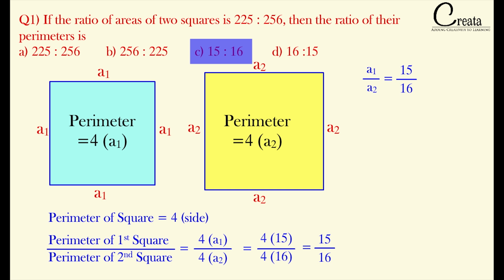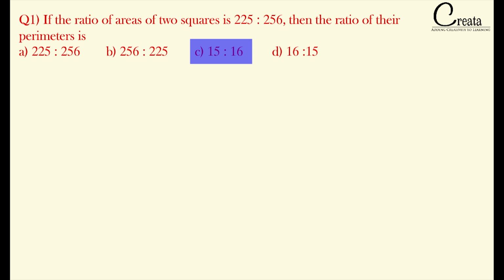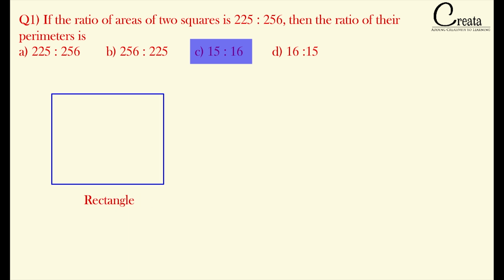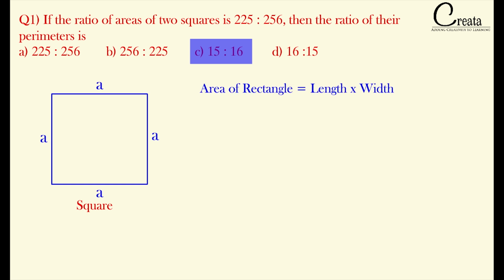So let's see what are the various fundamentals and the approach we have used to solve this question. The first fundamental that we have used is, a square is a type of rectangle which is having all the sides as equal. Okay. Area of the rectangle is length into width. Here for the square, length and width are same, that is the sides of the square. So we got area of the square as the square of the side.